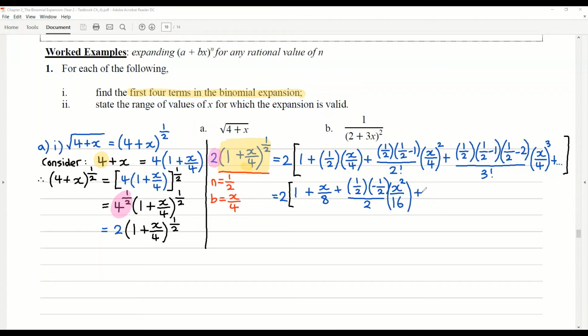Now, let's just tidy up some of this. So we have 1/2 multiplying 1/2 subtract 1, which is, again, minus 1/2. That should be the same as the coefficients you had in the previous term. Now we have 1/2 subtract 2, which is negative 3 over 2. We've done that a few times now. All over 3 factorial, which is 6. And then we have x cubed over 4 cubed, which is 64, plus more to come, which we're not interested in.